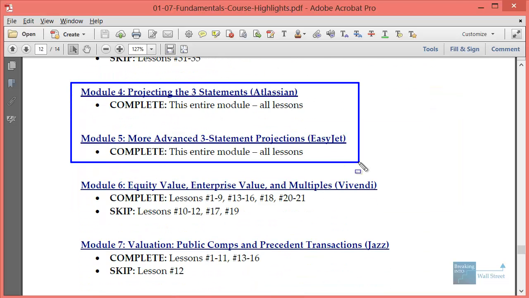Similarly, the modules on projecting the 3 financial statements are also important, and we recommend completing them because you'll be doing a lot of this type of work on the job. You may not get questions this advanced in interviews, but it's still good to know.